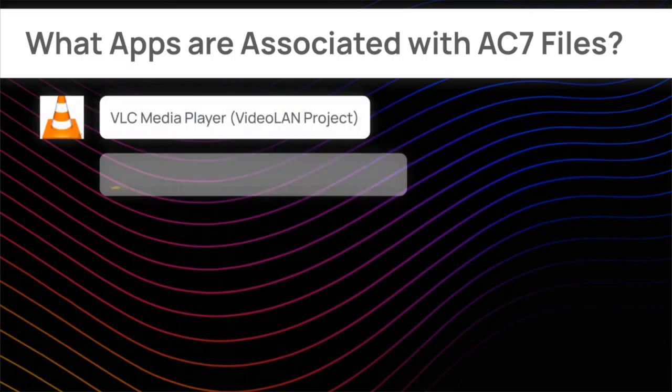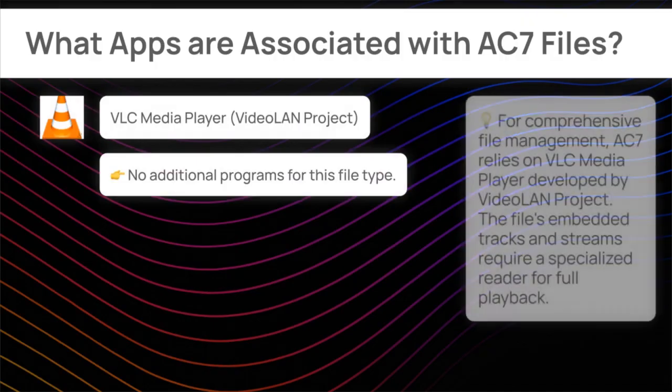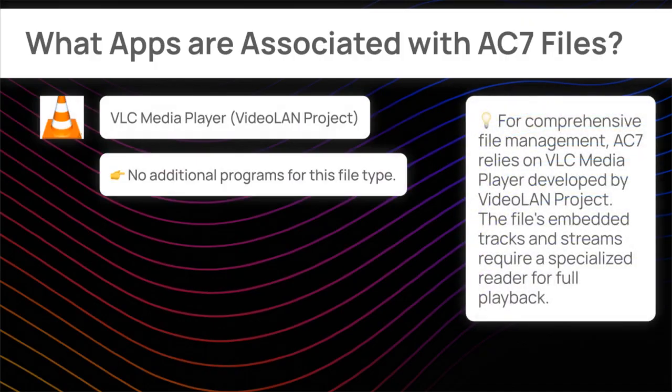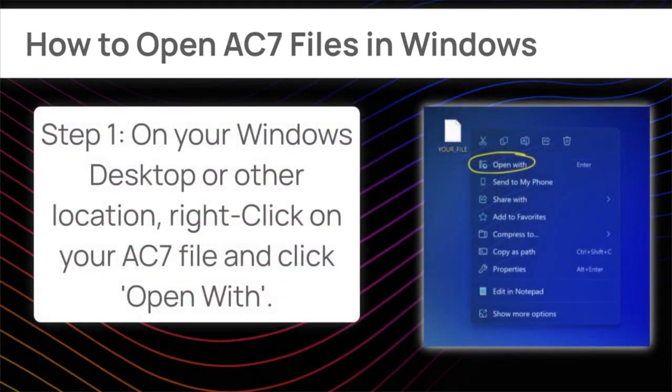The fundamental software link for AC7 files is built around VLC Media Player by the VideoLAN Project. To access all data streams, audio, video, and subtitles, a dedicated media container handler is required. Windows provides basic listening capabilities, but detailed adjustments require specialized applications. We're testing the system's ability to interpret the file's header.